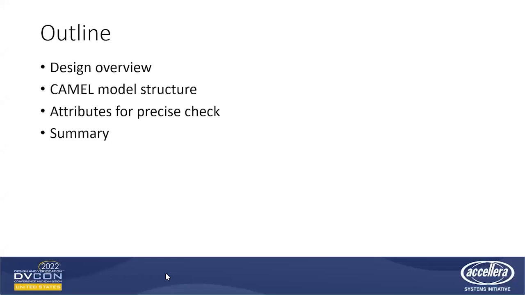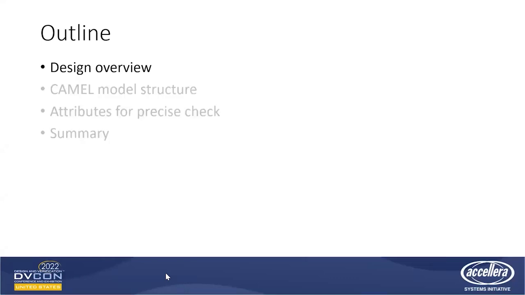The cache model will be introduced in the following 4 steps. First is the design overview. I will give a brief introduction of the design of the verification. Second is the CAMEL model structure. I will introduce our CAMEL model in detail in this part. And then I'll introduce the attributes added to the CAMEL model to achieve the precise check. And finally, I will give a summary of the CAMEL model.